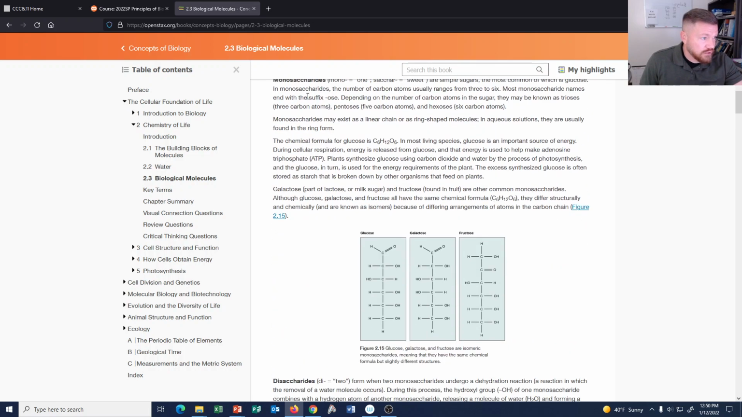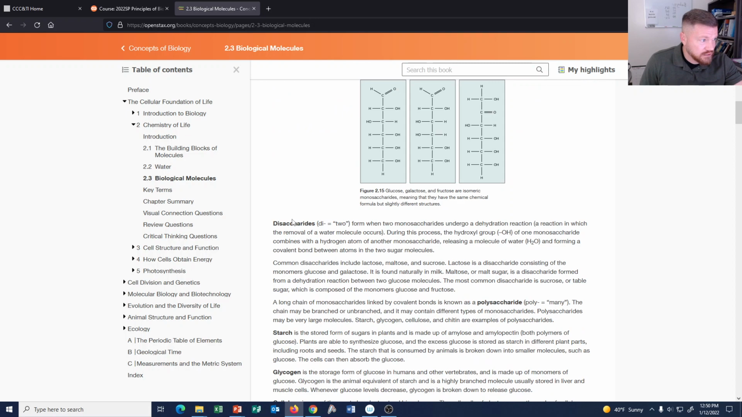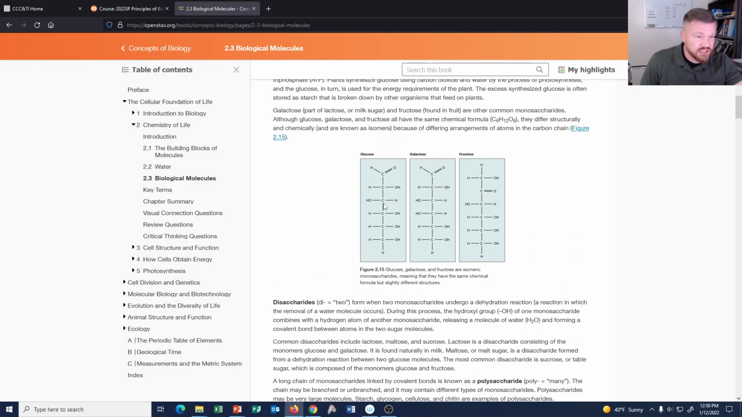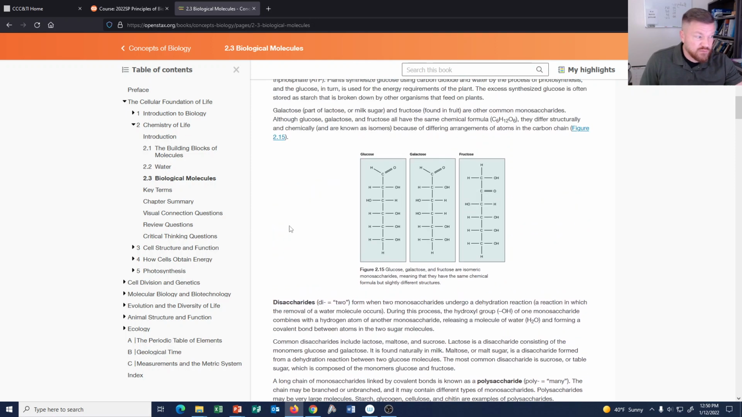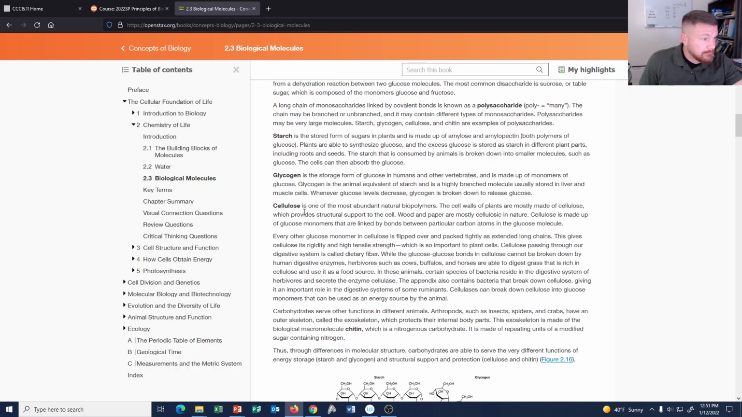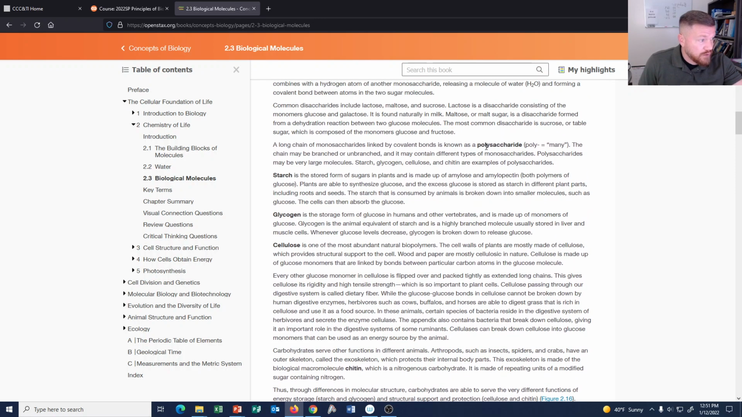Carbohydrates. So carbs can be monosaccharides, they can be disaccharides. If I take two glucose molecules and stick them together, that goes from a monosaccharide to a disaccharide. One of the most common disaccharides is sucrose, which is table sugar, which most people have in their house. And then we can get up to polysaccharides, which are things like starches, glycogen, and cellulose.